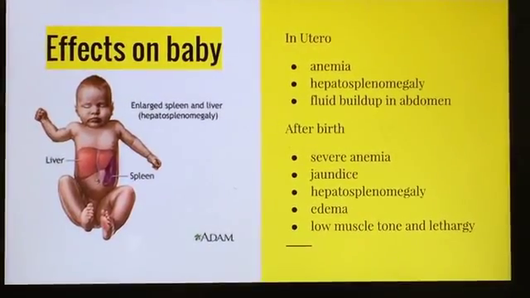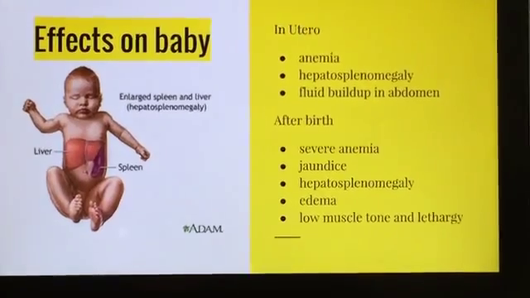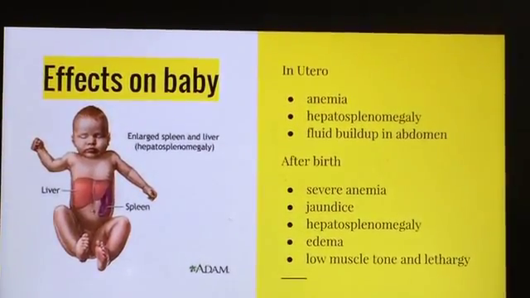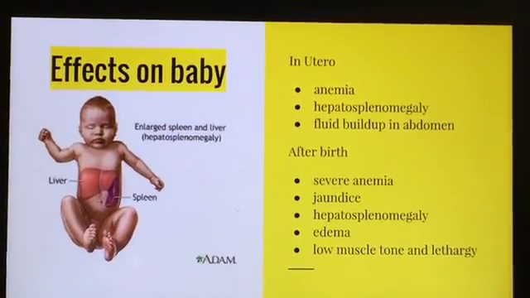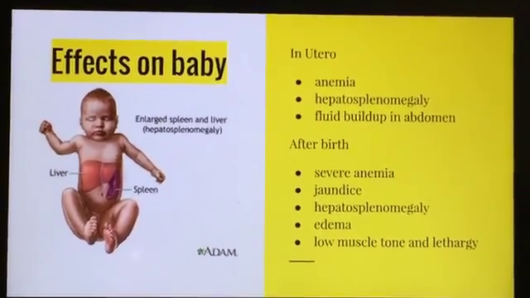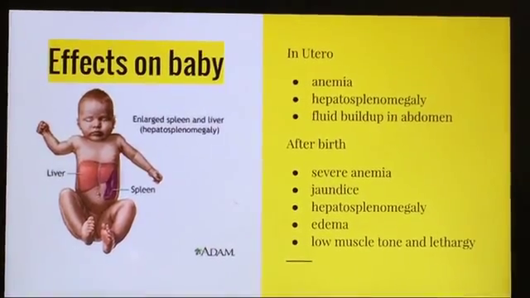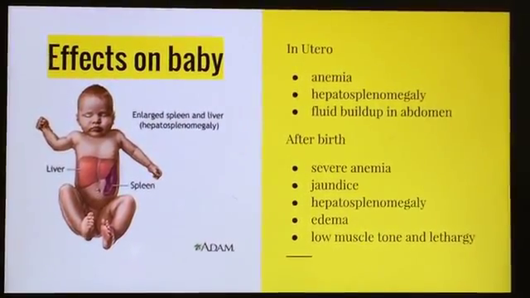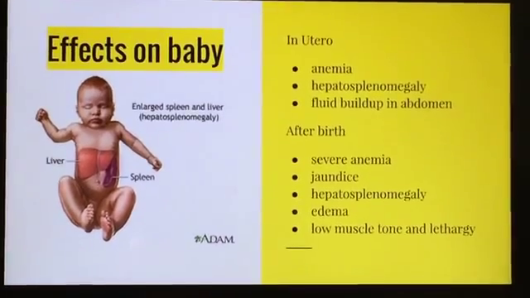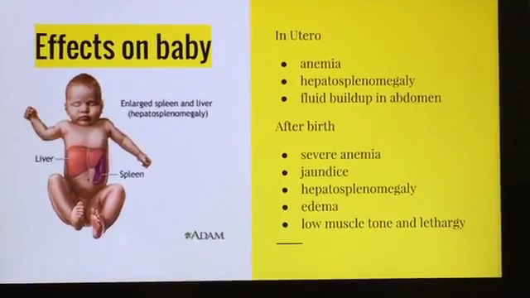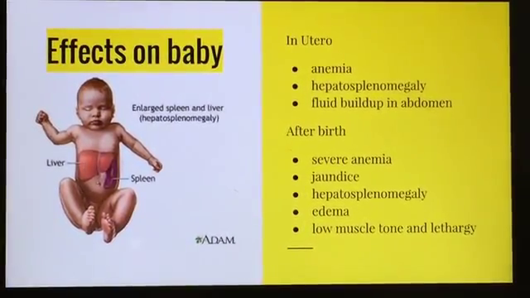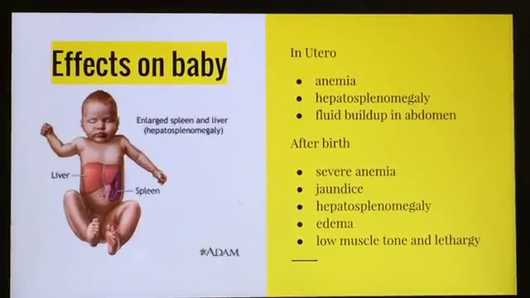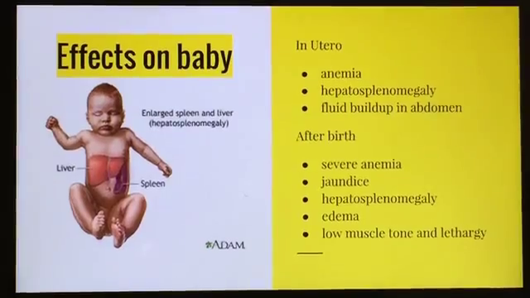So some of the effects that it has on the baby in utero are anemia, hepatosplenomegaly, which means that the red blood cells, because they're being destroyed by the mother, the liver and the spleen are working harder to produce more red blood cells. There can also be a buildup of fluid, typically in the abdomen. And after the birth, some of the things that you can see in the child are anemia, jaundice, hepatosplenomegaly, edema, and low muscle tone and lethargy.